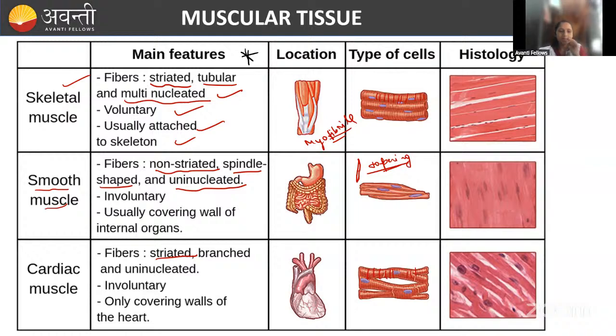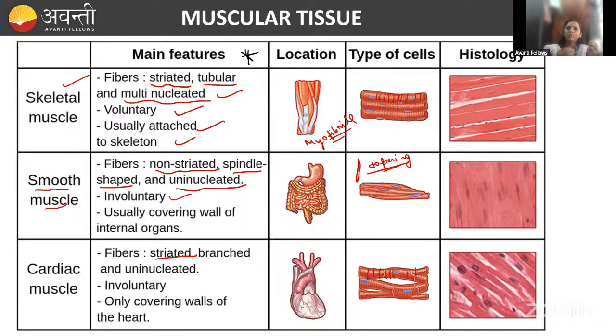Remember, skeletal muscles are multinucleated, whereas the smooth muscles are uninucleated, spindle shaped, and unbranched. And these all are involuntary. Mainly the smooth muscle you can see in the alimentary canal and in the reproductive tracts. These are not in our control, right?